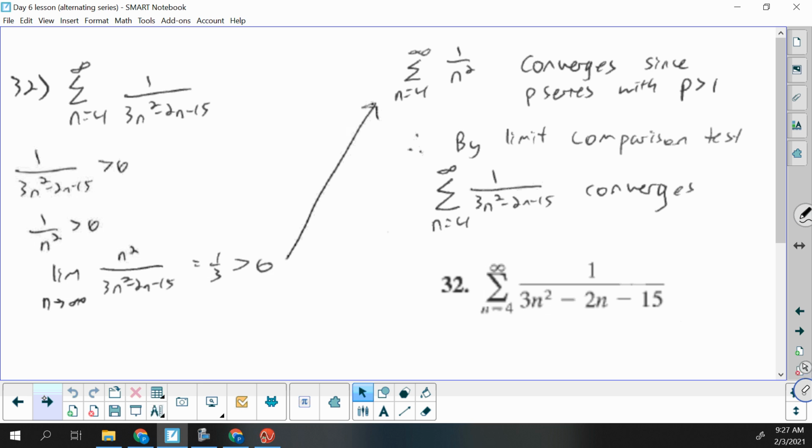In 32, I used what we saw a lot of in this homework assignment, the limit comparison test. The difference in our degrees is 2, so I used 1 over n squared. When you divide them, you have the ratio of leading coefficients. So you have 1/3, which is a positive finite number. So therefore, our original does what our nice one does. 1 over n squared is a p series with p greater than 1, so that converges. So therefore, our original series converges by the limit comparison test.